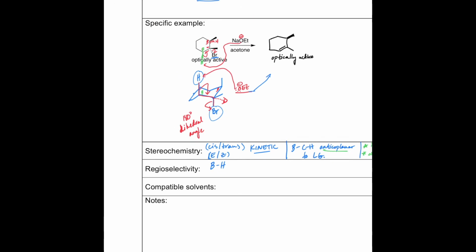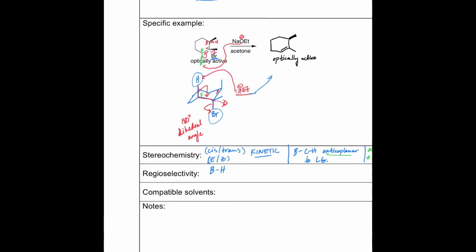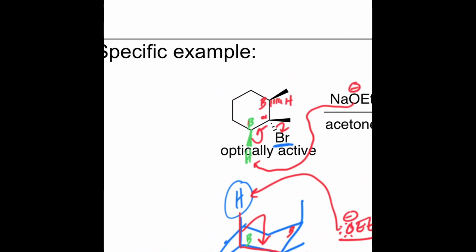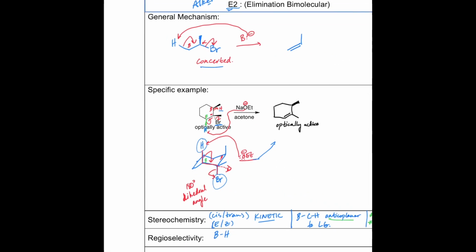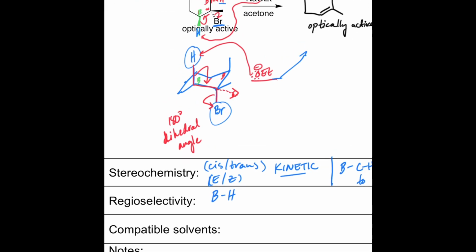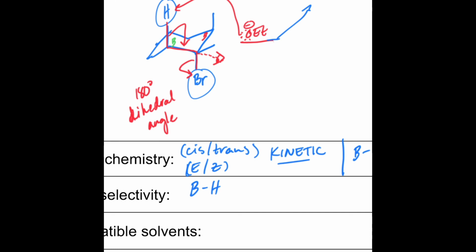So if we look at our specific example, notice that the red beta carbon did not have a hydrogen that we could deprotonate. So our regioselective reaction occurred with this other beta hydrogen, this green one. Well, I just drew blue. So regioselectivity is where in the molecule is the reaction going to form? Are you going to get a different constitutional isomer? So this really depends on where the beta hydrogen is, and which one you can use.